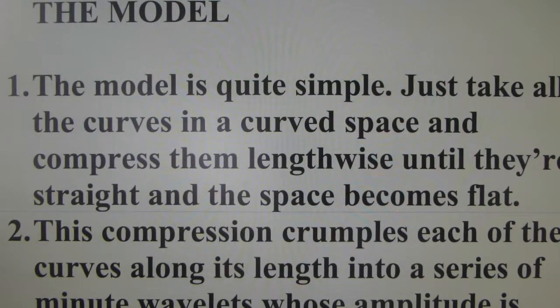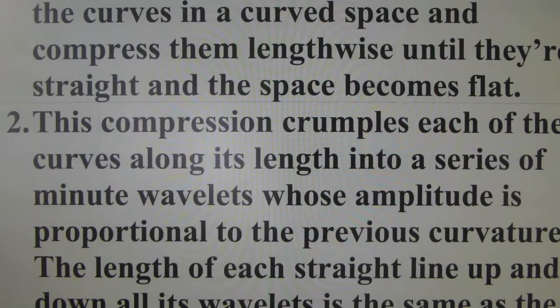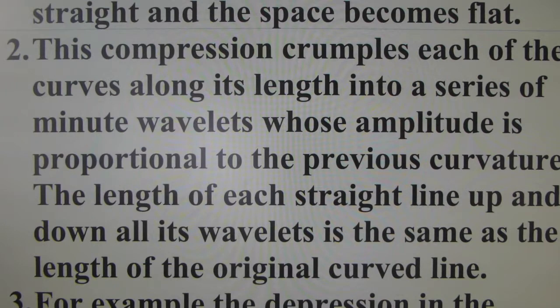The model. The model is quite simple. Just take all the curves in a curved space and compress them lengthwise until they're straight and the space becomes flat. This compression crumples each of the curves along its length into a series of minute wavelets, whose amplitude is proportional to the previous curvature. The length of each straight line up and down across all its wavelets is the same as the length of the original curved line.